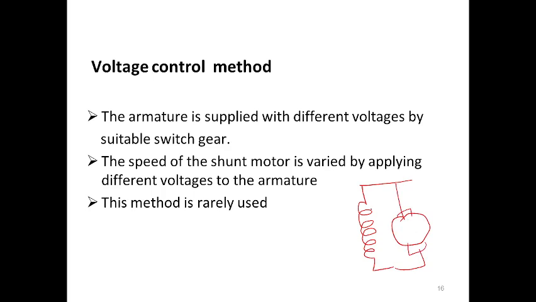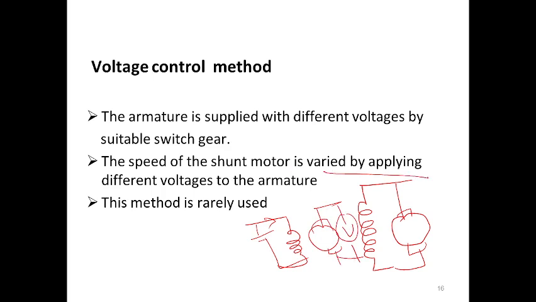The shunt field is excited by a separate permanent source, and the armature is supplied by another voltage source. The speed of the shunt motor is controlled by applying different voltage levels to the armature, for the voltage control method. Another type is the Ward Leonard system of speed control.